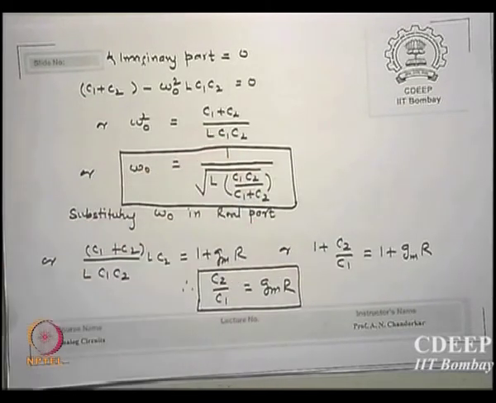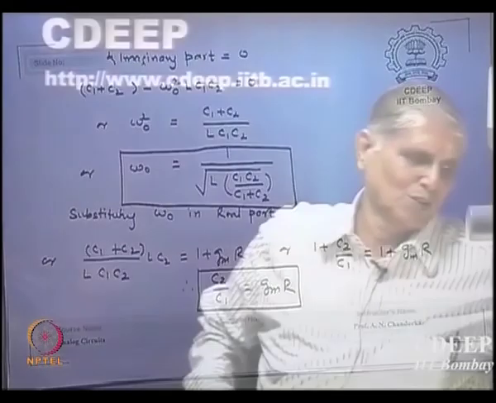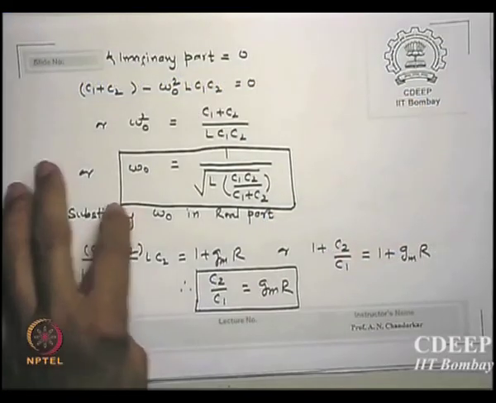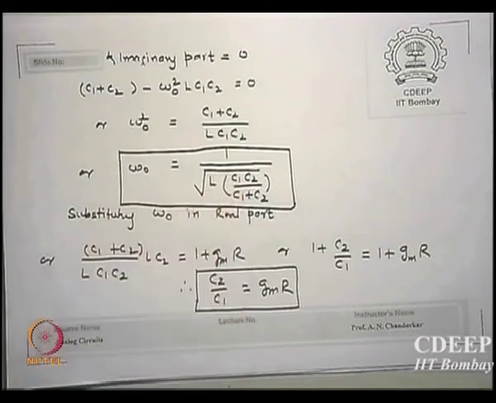I substituted this omega 0 in the last function, so I got a ratio of C2 by C1 equal to gmR. As long as your gmR has a value slightly greater than C2 by C1, that Colpitts oscillator will oscillate at 1 upon root L C1 C2 upon C1 plus C2.